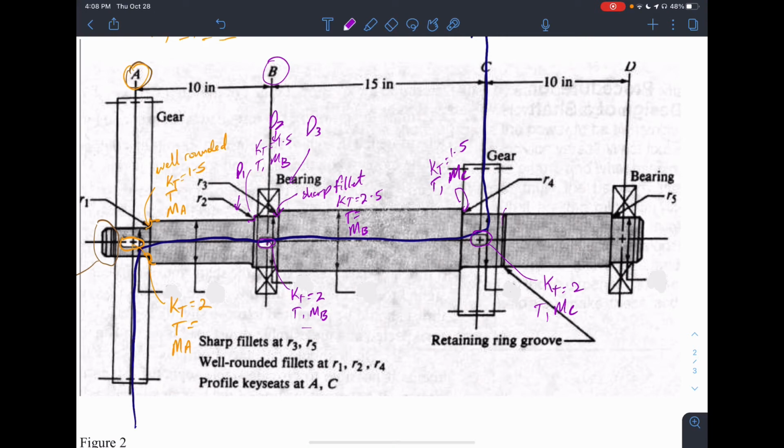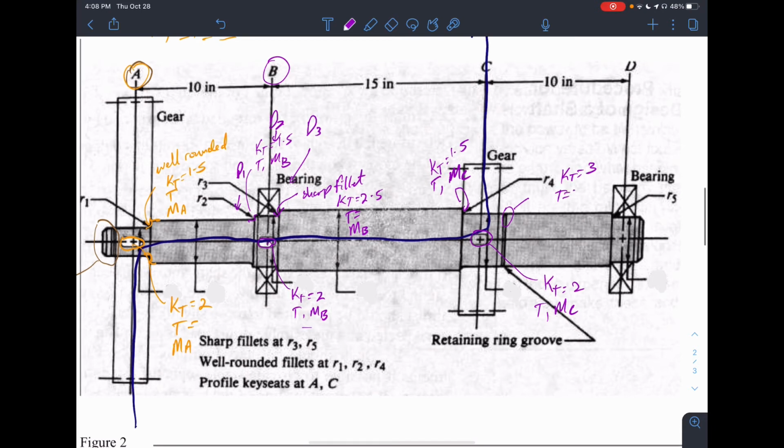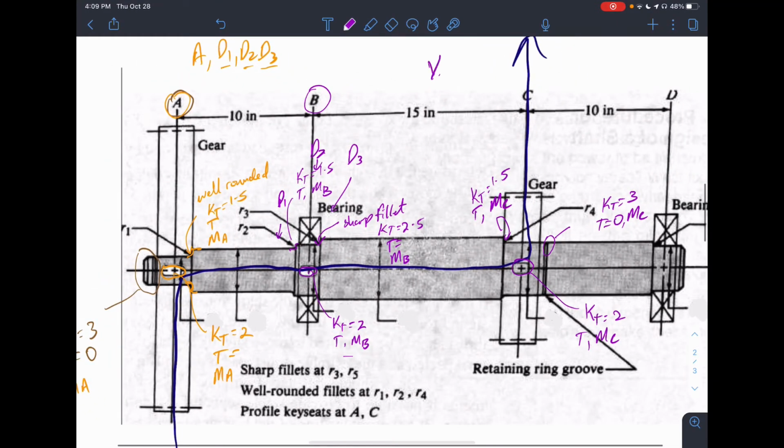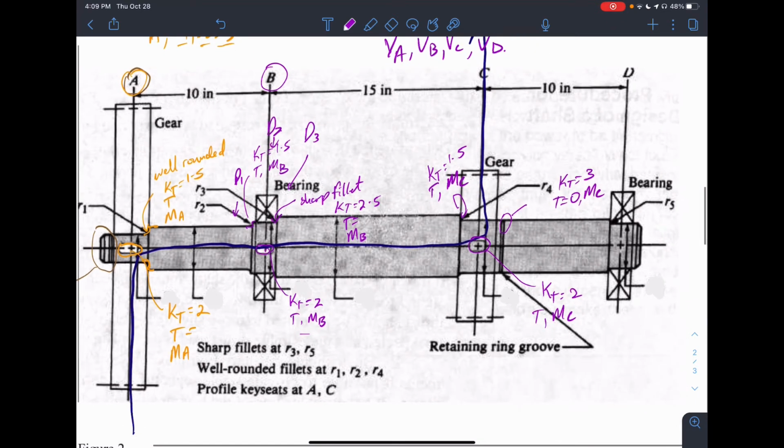At this end here now, we have a retaining ring, or a circlip. So KT would be equal to 3. Our torque now is 0 because the torque goes out again through the gear, but we will have a bending moment at C. Remember, at all these points, we also have shear force. We have shear force at A, B, C, and D. We could use the shear force equation also for that minimum diameter, but we will do that in the table. You will see that those values are a lot smaller than the other equation, so we will ignore it, but we will have it in the table.